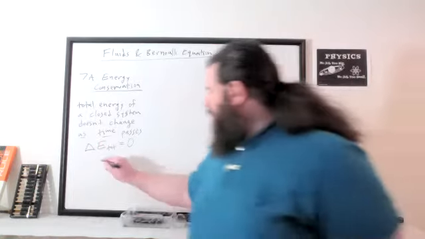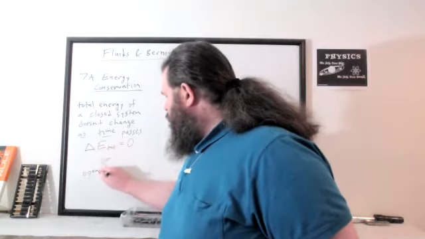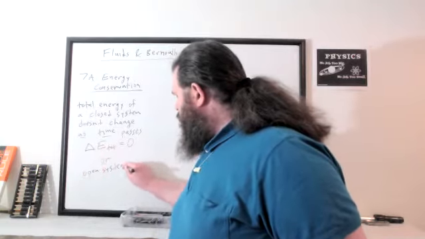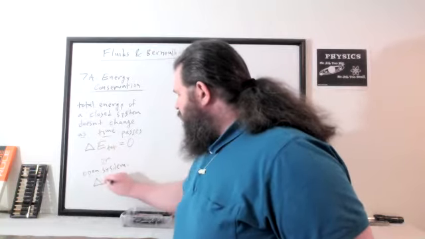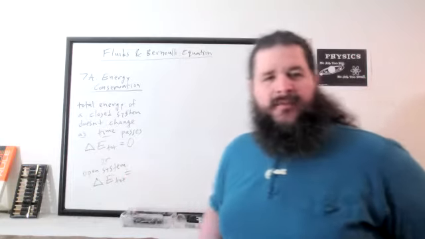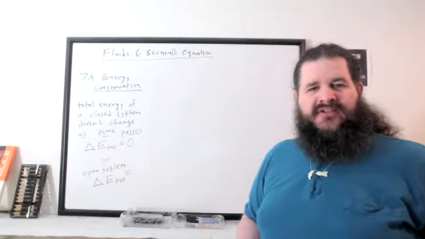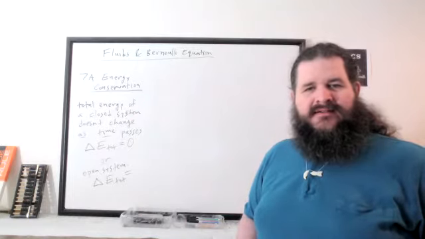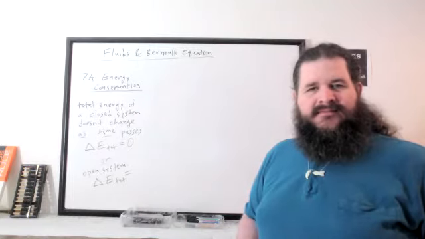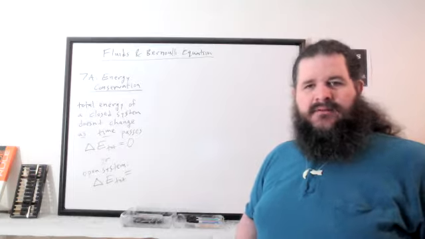If it's an open system, instead of saying delta E total equals 0, how would we write that differently if it's an open system? What could cause changes to the total energy? Yeah, we could have heat and work.